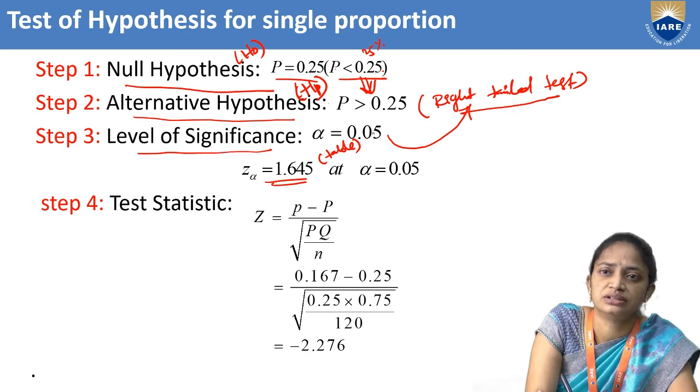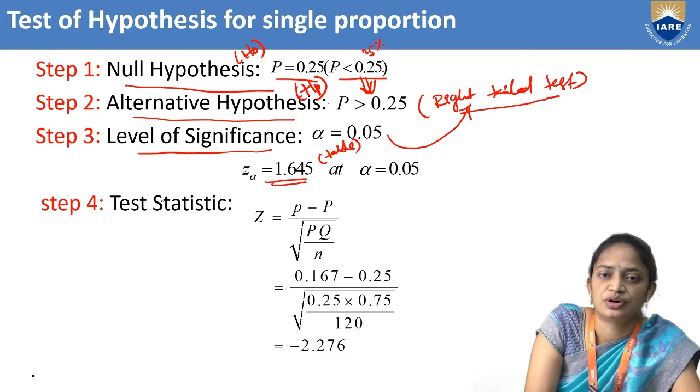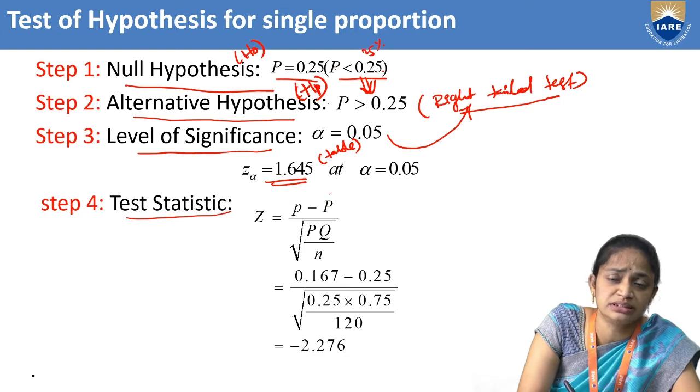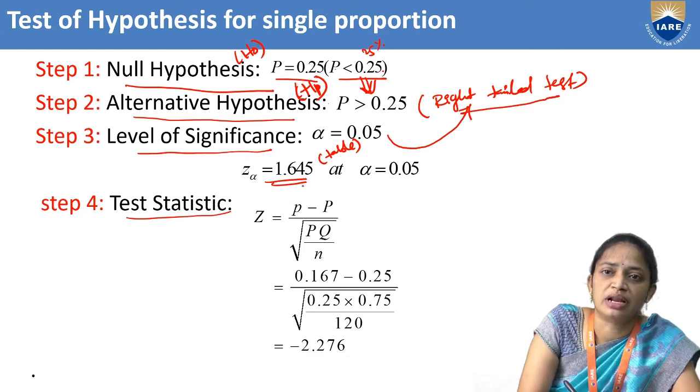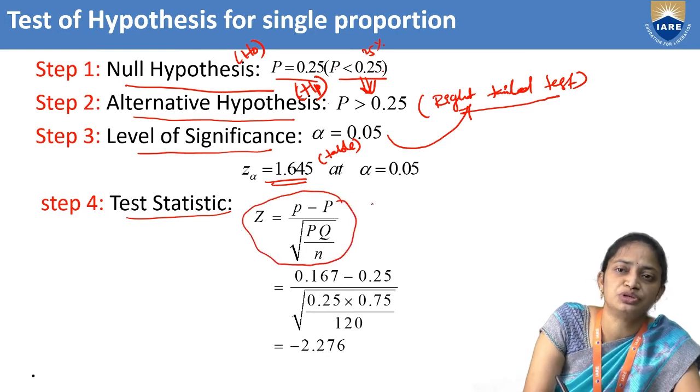So alpha is 0.05. Our step 4 is test statistic. Test statistic means here we need to write the formula. So Z equal to small p minus capital P divided by the square root of PQ by N. So this is our formula. Here we need to substitute all those values.